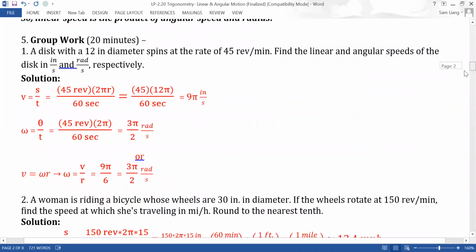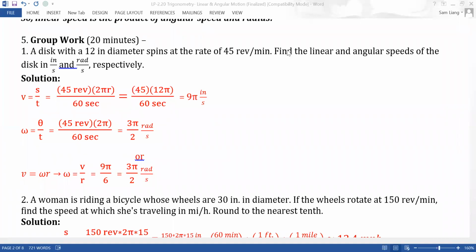Okay, can someone read this first question for us? A disc with a 12-inch diameter spins at the rate of 45 revolutions per minute. Find the linear and angular speeds of the disc in inches per second and radians per second, respectively. All right, thank you for that.